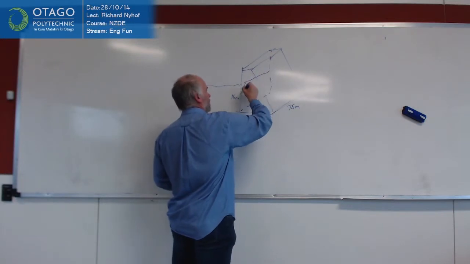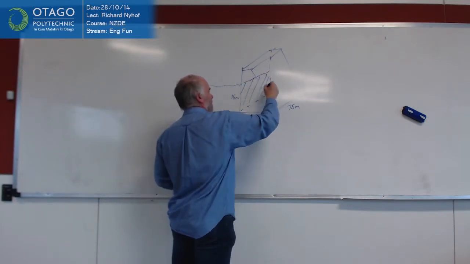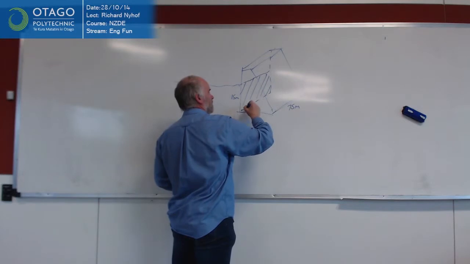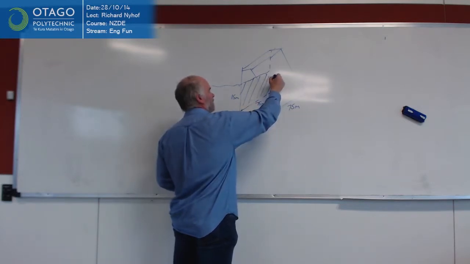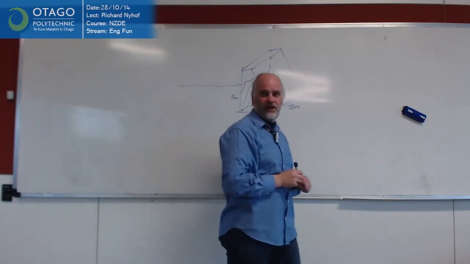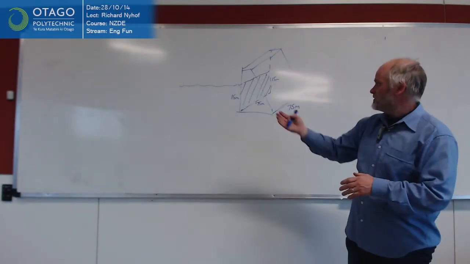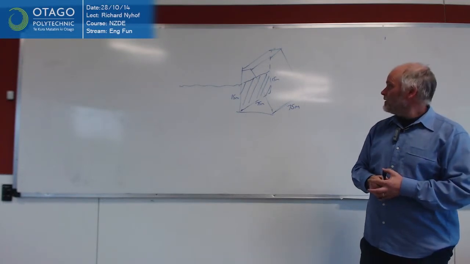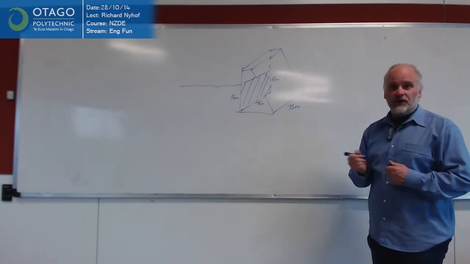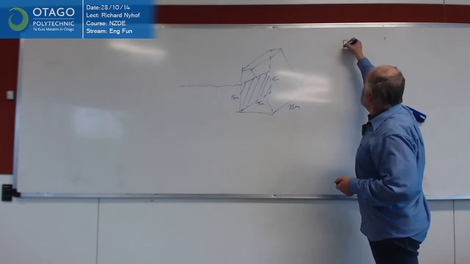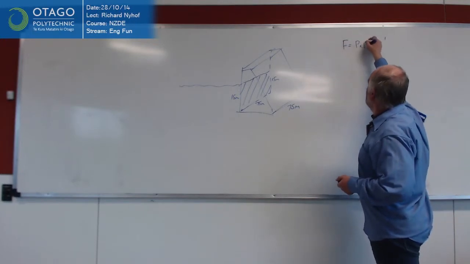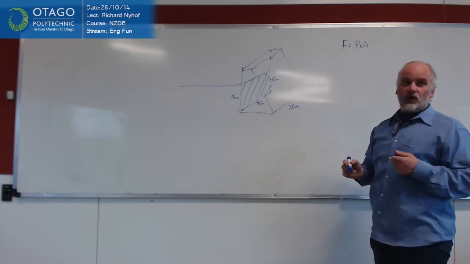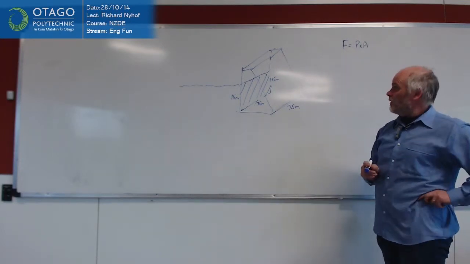So that piece there, which will be 75 by 15, is the wetted area. That's the area which the water is pushing against. So we're going to use force as pressure times area from before. And we're going to try and work out what the force on this dam is.